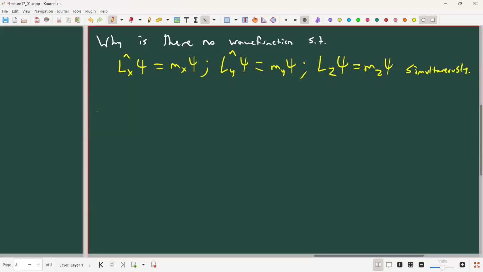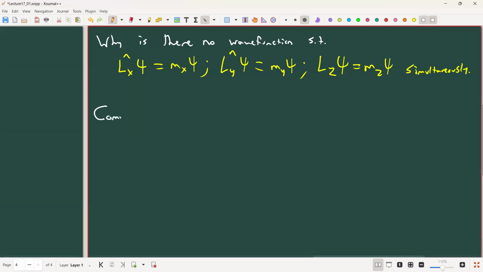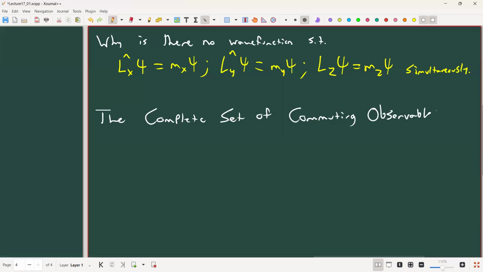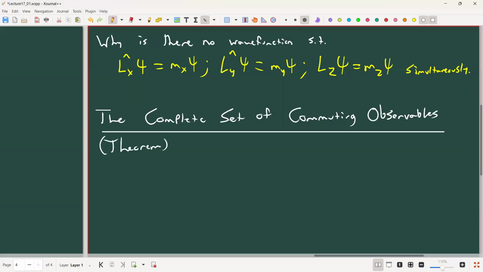is called, let me restart that. It's called CSCO, the complete set of commuting observables theorem. So let me explain what this means.